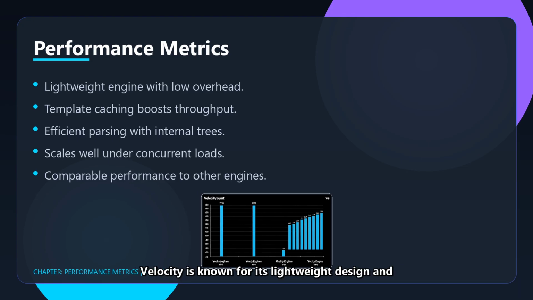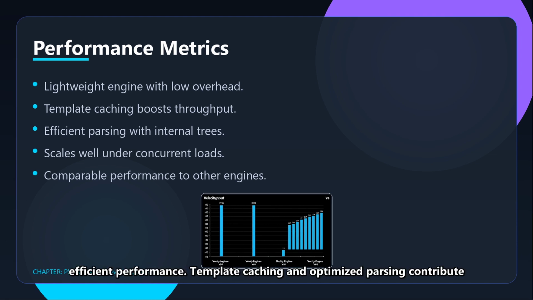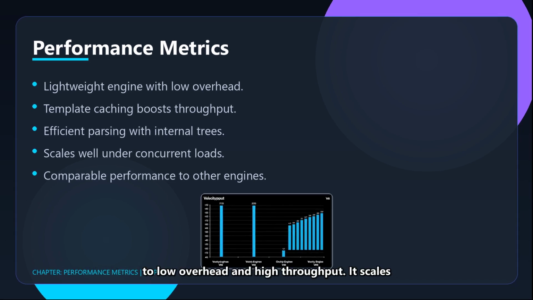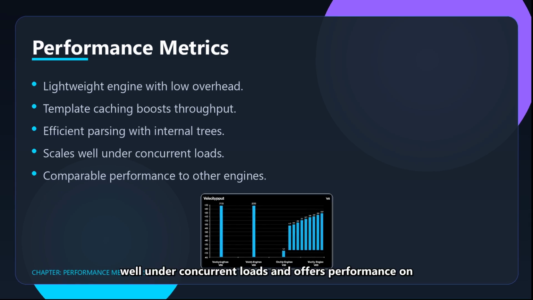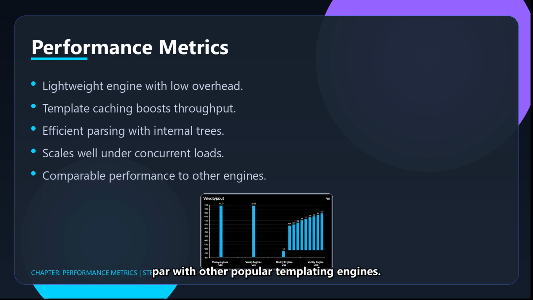Velocity is known for its lightweight design and efficient performance. Template caching and optimized parsing contribute to low overhead and high throughput. It scales well under concurrent loads and offers performance on par with other popular templating engines.